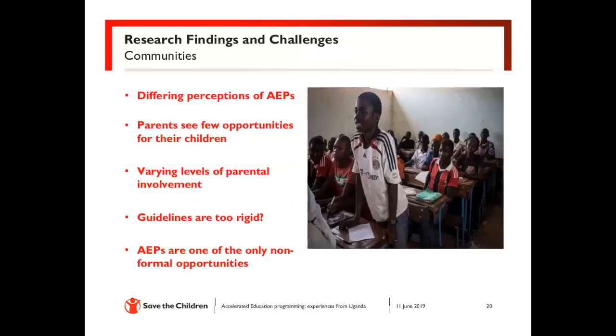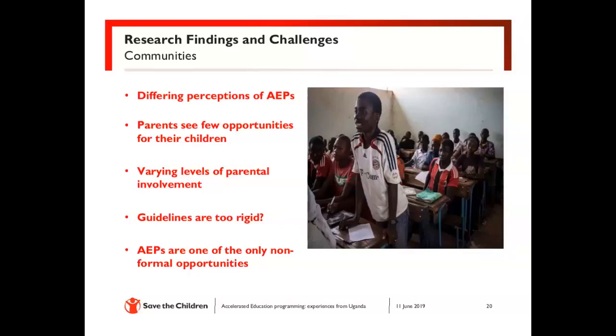When you reflect on the research that Jess talked about, now let us look at what the AEP research findings and challenges from this current report show us. Perceptions of the purpose of AEP differ between education actors and the communities that AEP serves. Several agencies stated that AEP was primarily a way to get overage learners up to speed to enable their transition back into the formal system. But children did not mention being overage and did not even see transition back into primary school as a feasible option.